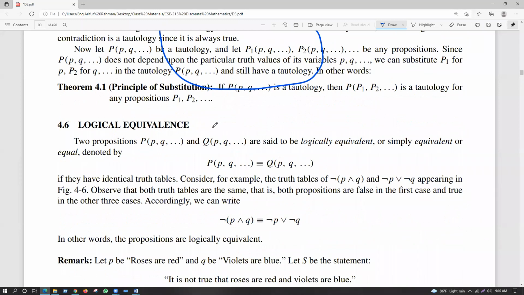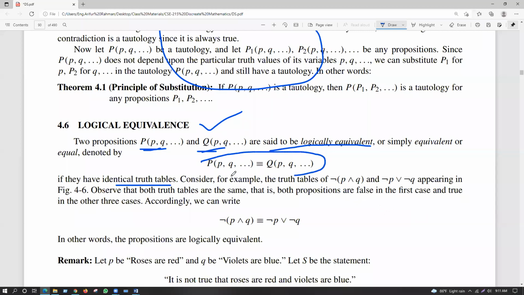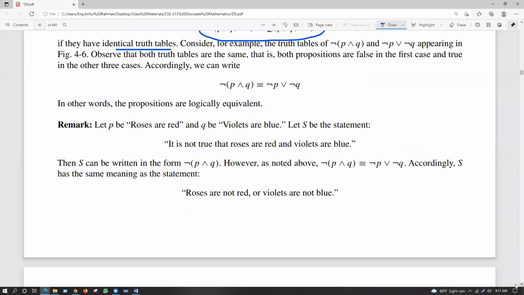Let's talk about logical equivalence. Two statements are logically equivalent. Now, what is logical equivalence? Let's assume two propositions P and Q. They are said to be logically equivalent if they have identical truth tables, the same truth values in the last column. And this is the notation: P is equivalent to Q.